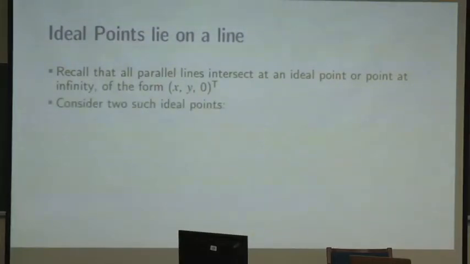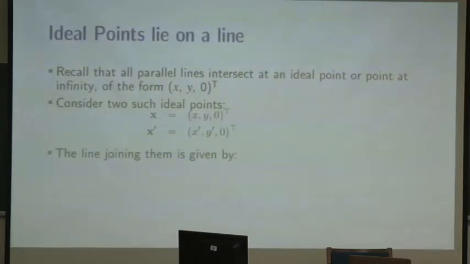So consider two such ideal points, maybe the ideal point going in this direction and the ideal point going in that direction. There are two different ideal points, two different x and y's. The first ideal point is x equals (x, y, 0), and the second ideal point is x prime equals (x prime, y prime, 0). Both are ideal, both are points at infinity. Now I have 2 points, so I can join them to make a line. I know how to do that: take their cross product.